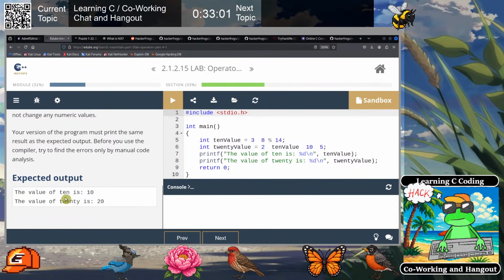And then the value of 10 is 10. The value of 20 is 20. So we're dealing with integers in this case. We need to make sure that we're printing out integers. Let's see. So 10 value, 20 value. I don't see any problems with the print statements.